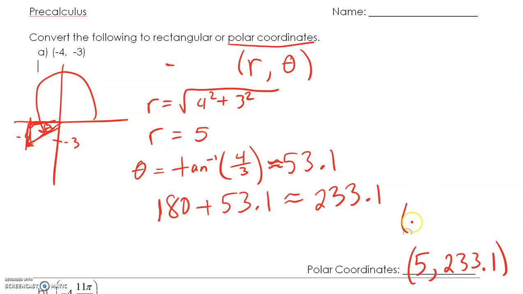Now there are multiple coordinates that would work here, because you can have a negative radius. You can go -5, which would take you in the direction to the left, and then you'd only rotate down in the clockwise direction, or counterclockwise, sorry. So it'd be (-5, 53.1). There are multiple acceptable answers for that.